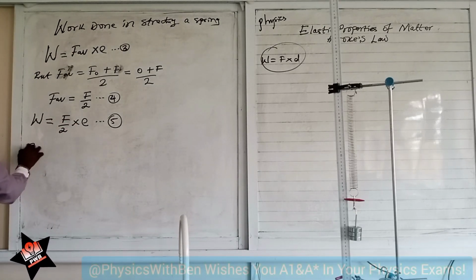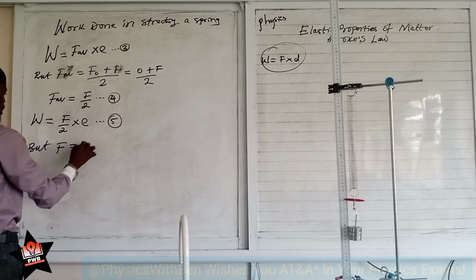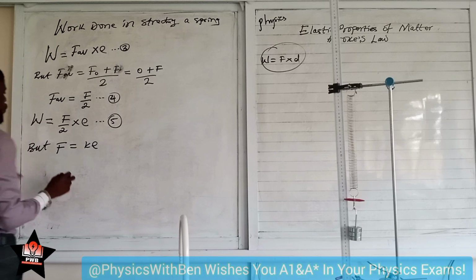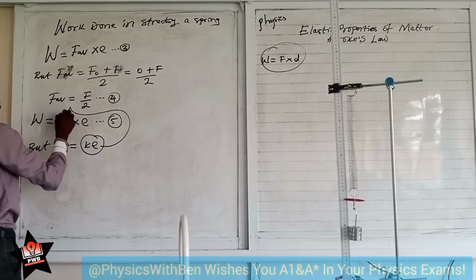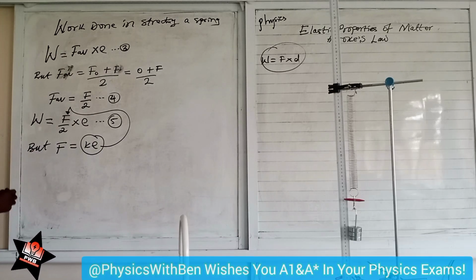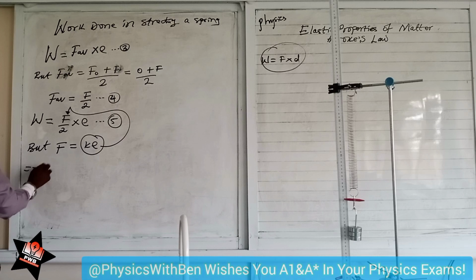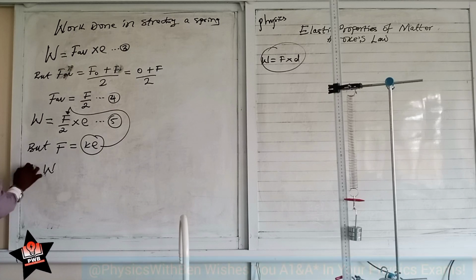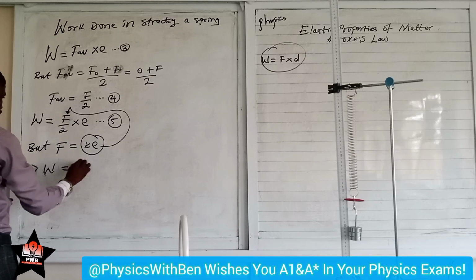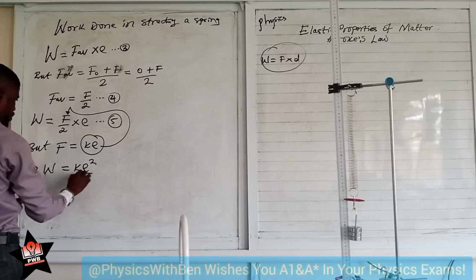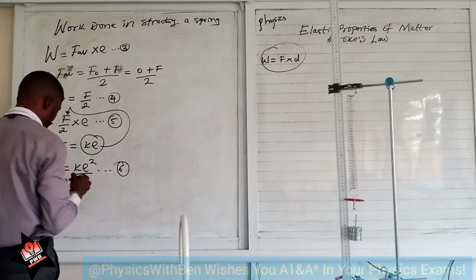But recall that from Hooke's law, F is equal to K times e. So we are going to substitute the whole of this in place of F in equation number 5. So this implies that the work done in stretching the spring is given to be Ke squared all over 2. Call this equation number 6.